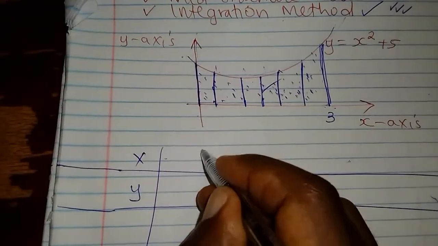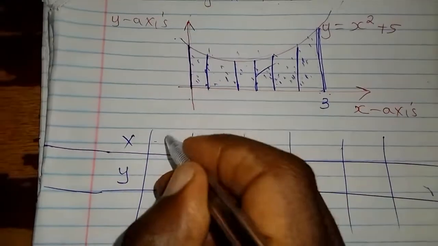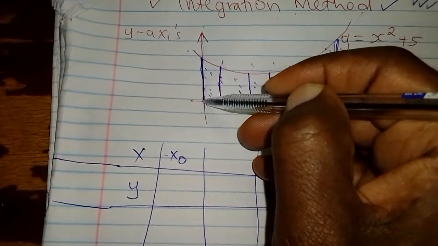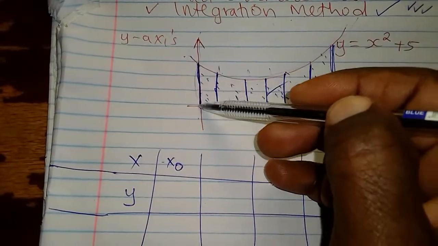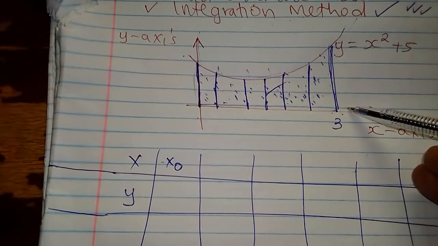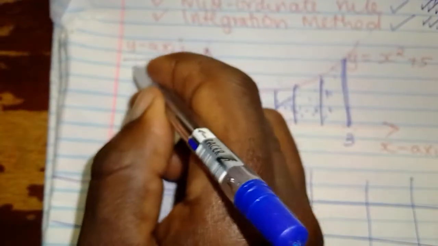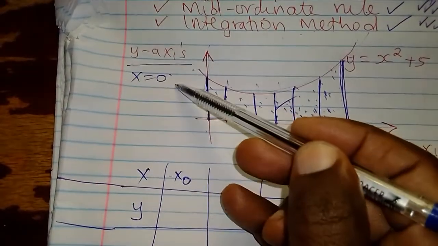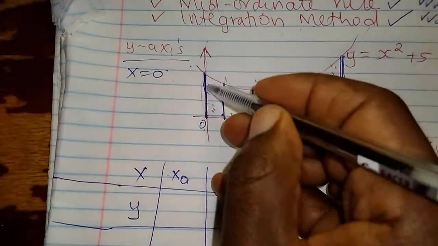Now I'm going actually to have this. So I'll have x0. Why? Because the first value here is actually 0. Again, the point, because they said between the x-axis, this one, look at that. Then the y-axis. This line is called y-axis, or they can say x is equal to 0. So y-axis or x is equal to 0. So here we have 0. So we have x0 as the first value of x.